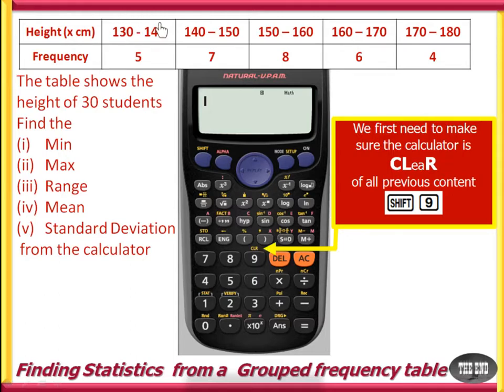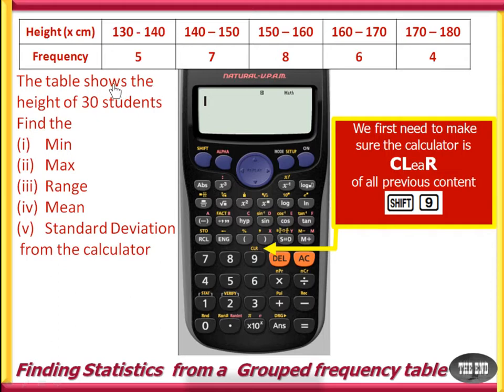130 to 140 has a frequency of 5. 140 to 150 centimeters has a frequency of 7. 150 to 160 centimeters has a frequency of 8. 160 to 170 centimeters has a frequency of 6. And 170 to 180 centimeters has a frequency of 4.